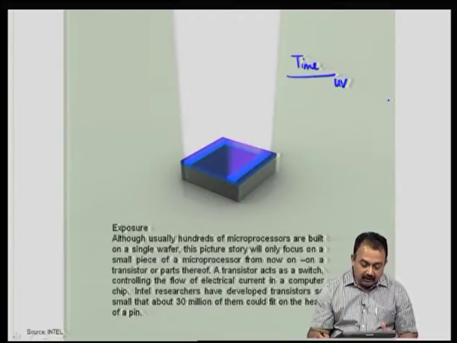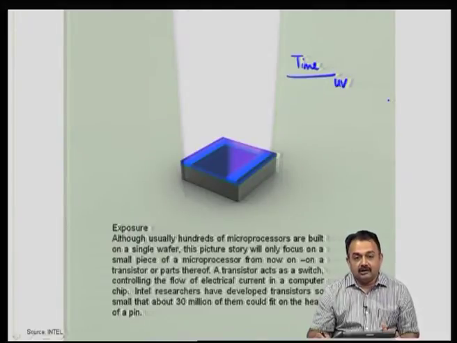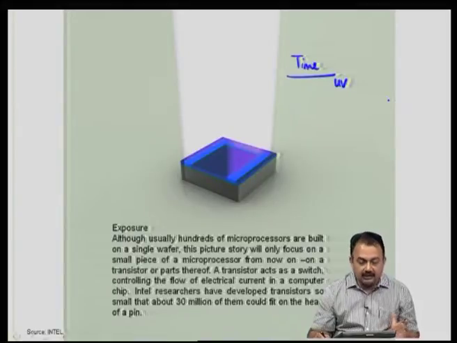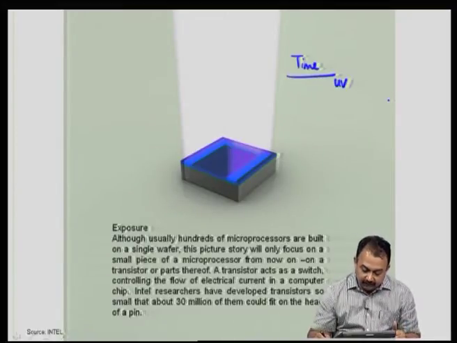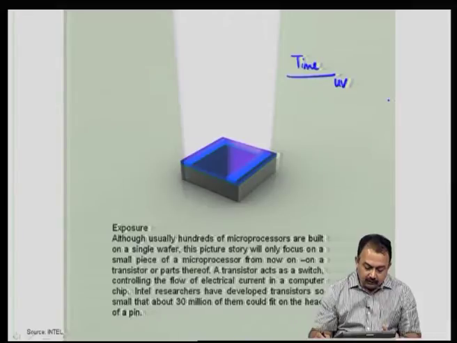So, typically after exposure, as you can see, certain areas are affected, certain areas are not, that depends on the mask. Hundreds of microprocessors are built on a single wafer. Now, this entire process sequence that I am showing here will show you how the buildup is done for a single die. Basically we will see a single transistor build. Now, a transistor acts as a switch controlling the flow of electrical current in a computer chip.